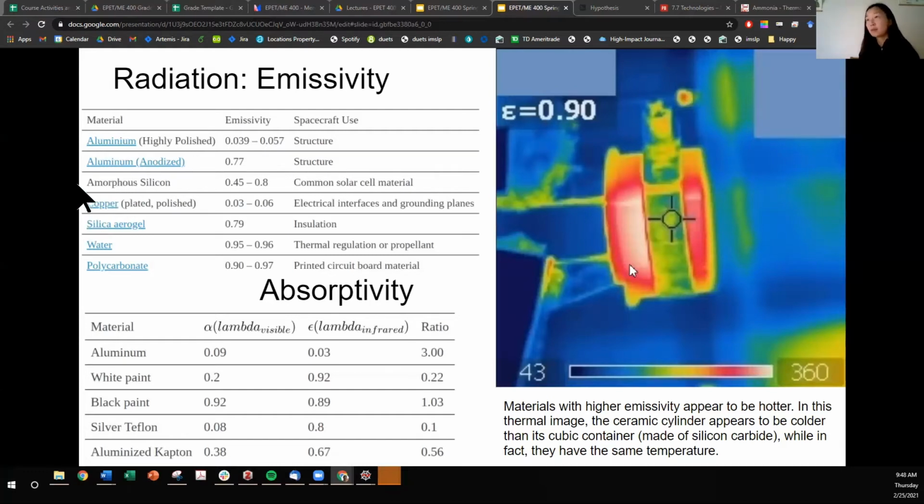Okay, amorphous silicon, which is a common solar cell material, and since solar cells are on the outside of a spacecraft surface, you care about how they emit. So they range between 0.45 to 0.8, so it's closer to a black body. Copper, closer to a white body. Silica aerogel is an insulator, again. It has higher emissivity values. Water, very high emissivity. And also the case with polycarbonate for PCBs.